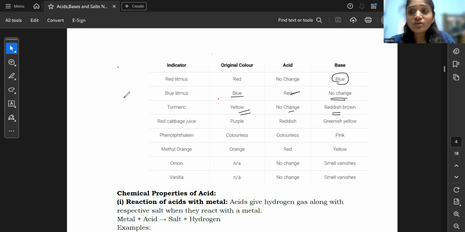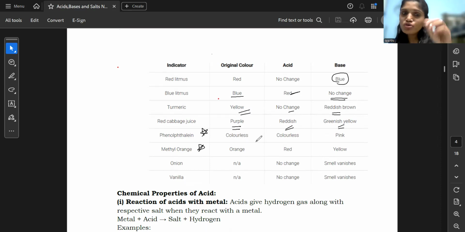If the turmeric paper is turning red or maroonish color, then you can say that the compound is a base. Clear? Now the red cabbage's original color is purple. In acid, the red cabbage will change into reddish, and in the base, the red cabbage will change into greenish yellow. Now the phenolphthalein, I already told you, phenolphthalein and methyl orange are very important.